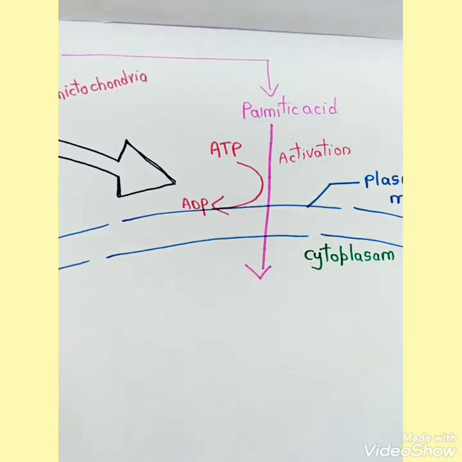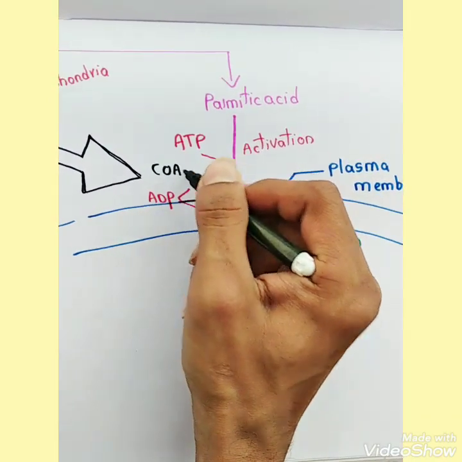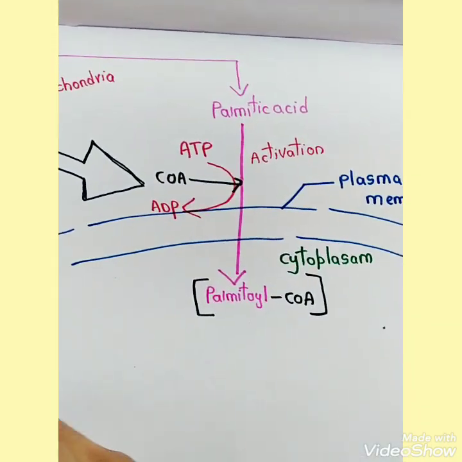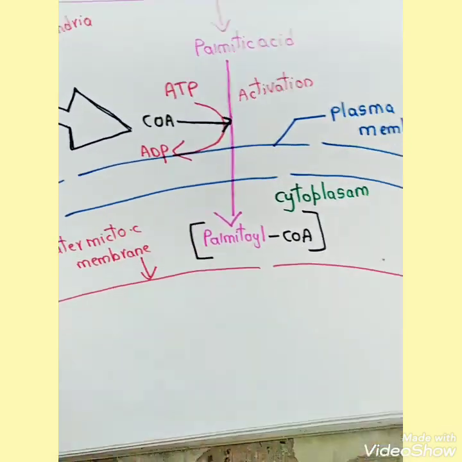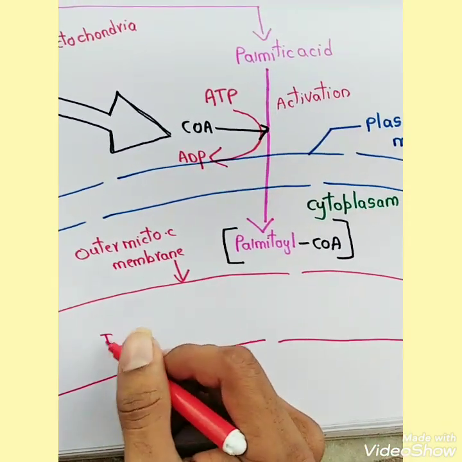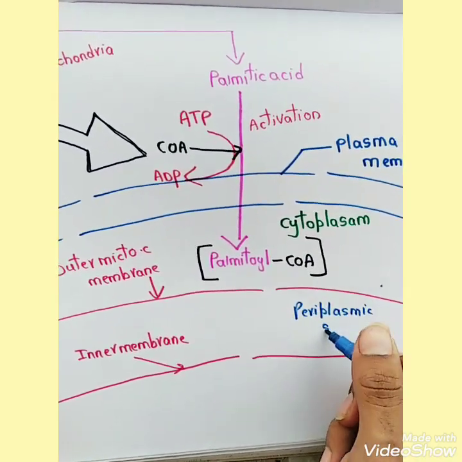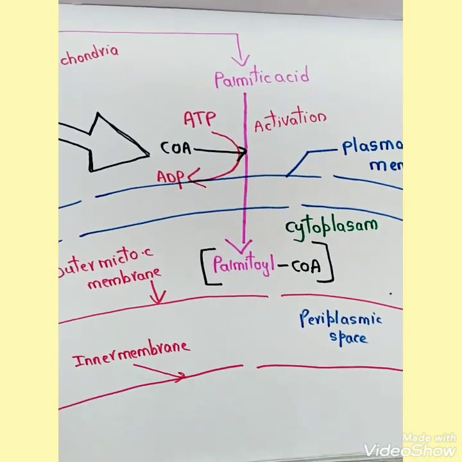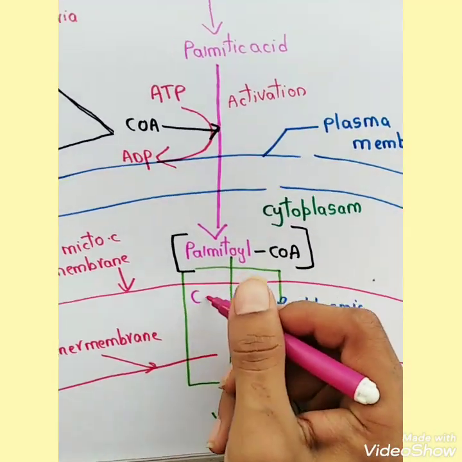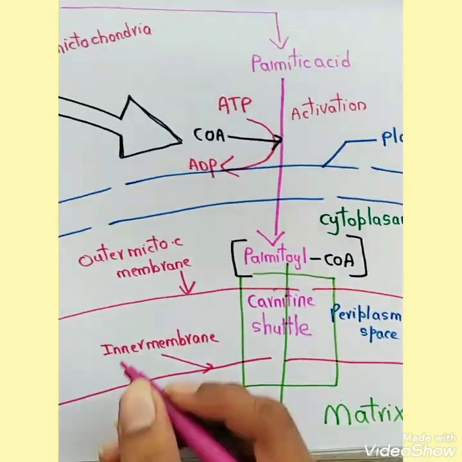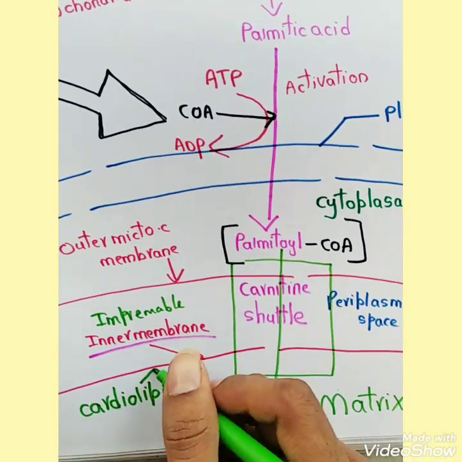So this palmitic acid is converted into palmitoyl-CoA, an acylated form, by adding CoA. In order for the palmitoyl-CoA to perform beta-oxidation, it should enter into the mitochondrial matrix by passing the outer and inner mitochondrial membranes. But in order to transfer this palmitoyl-CoA into the matrix of the mitochondria, we have a carnitine shuttle, because the inner mitochondrial membrane is impermeable because of the cardiolipin.